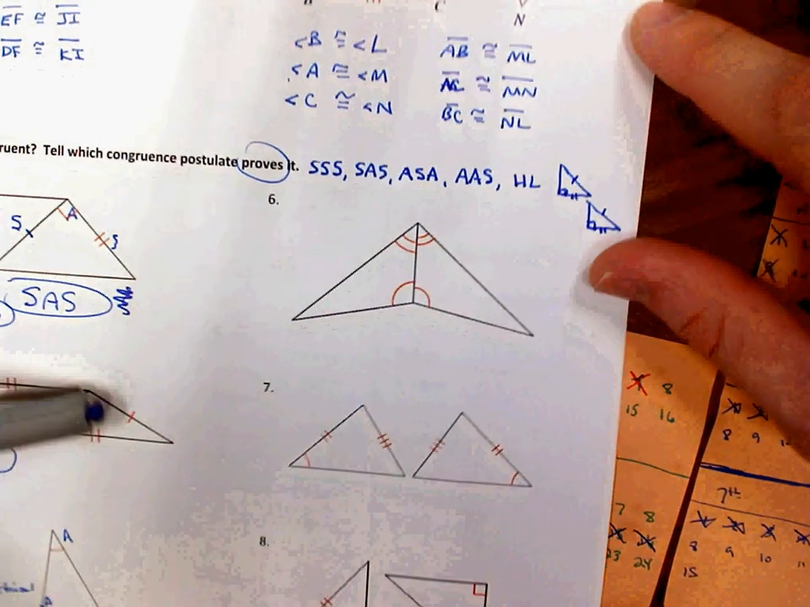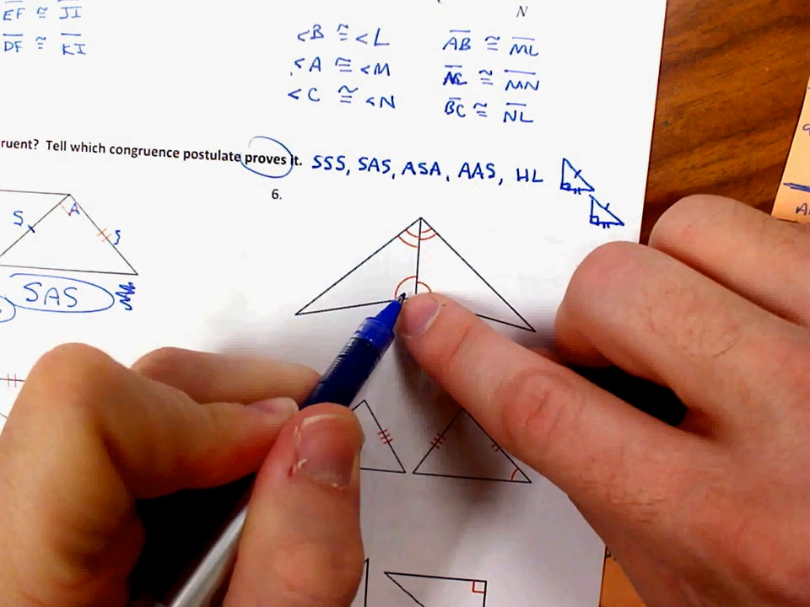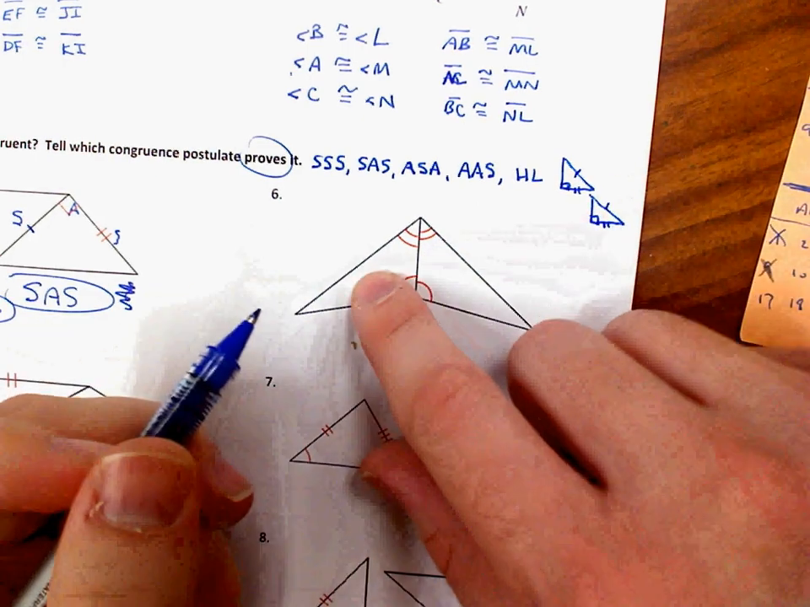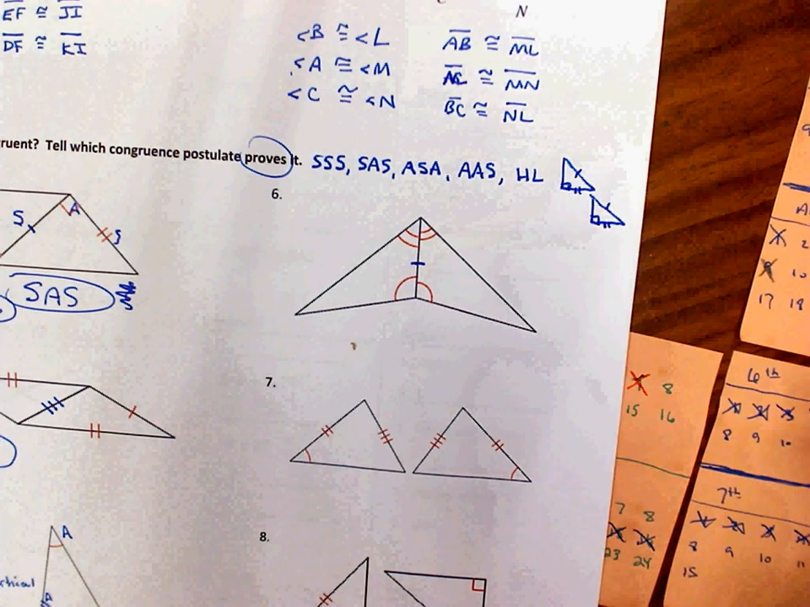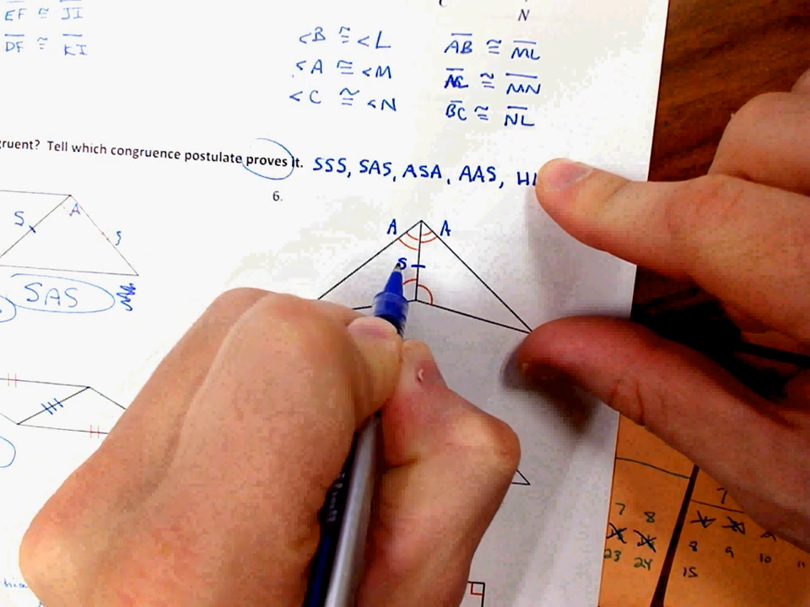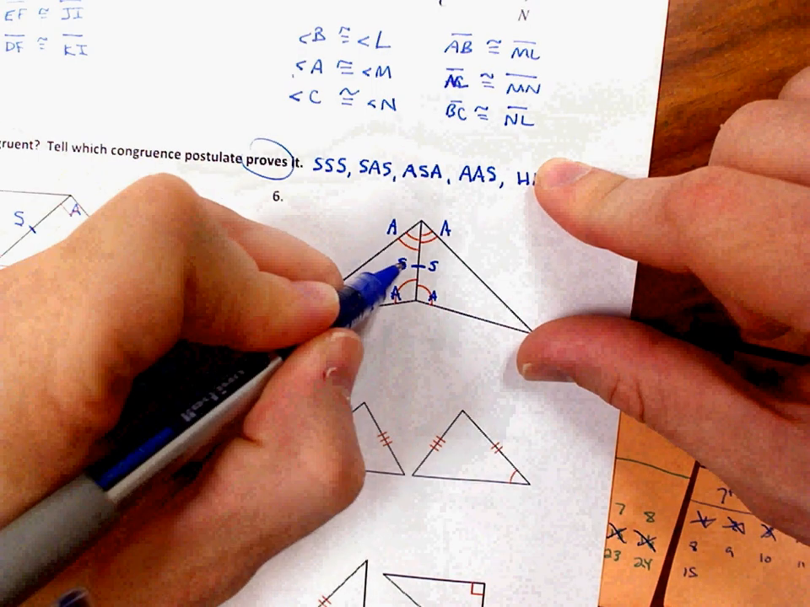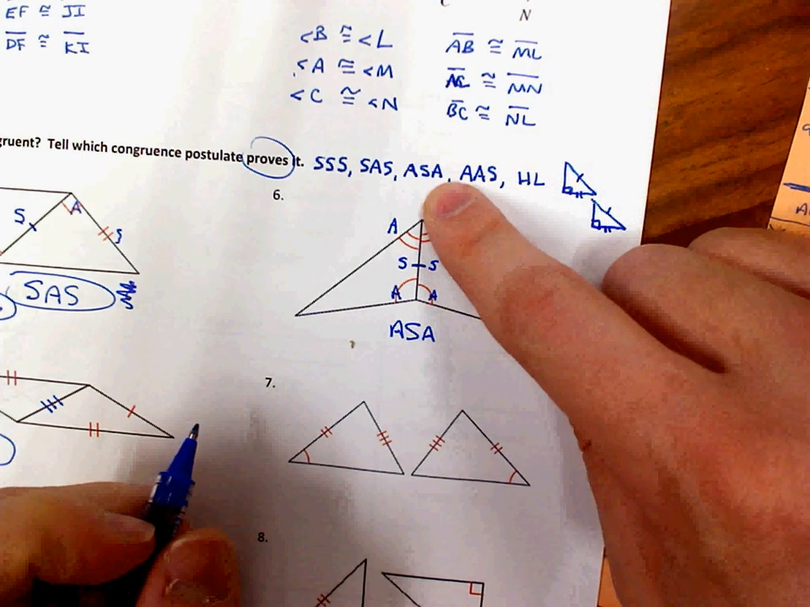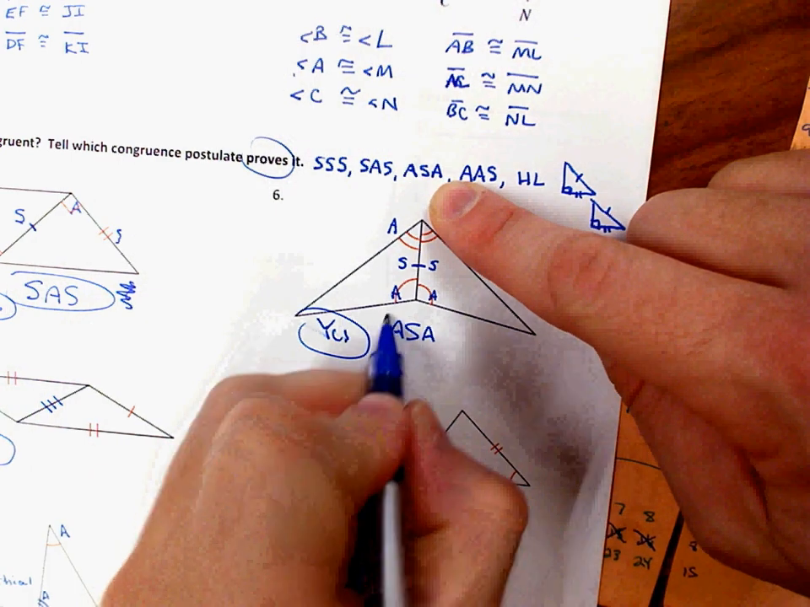All right, number 6. We've got an angle here that matches an angle there, and we've got an angle here that matches an angle there, but in between them, this side is the same. It's a part of the left triangle and the right triangle. So the reflexive property, again, I can mark that as the same as well. So I've got an angle that matches this angle, a side that matches this side, and another angle that matches this angle. So ASA, 2 angles and a side in between them. This is on my list. So yes, the triangles are congruent, and the postulate is ASA.